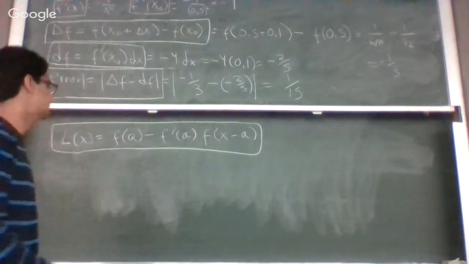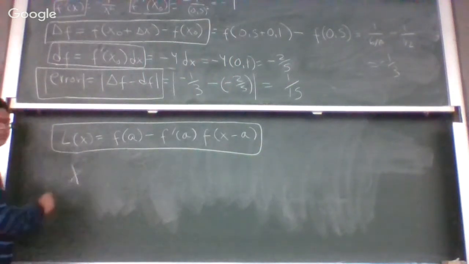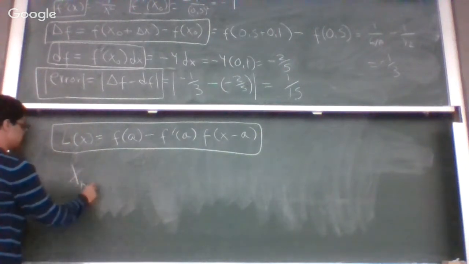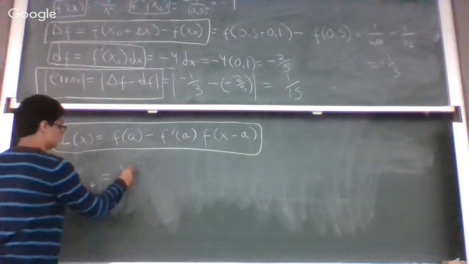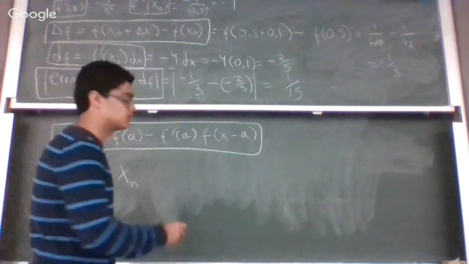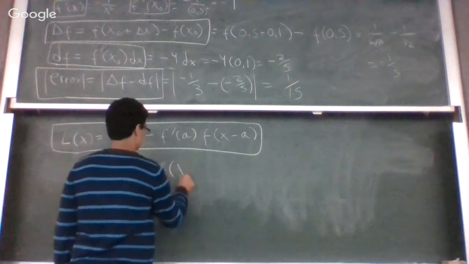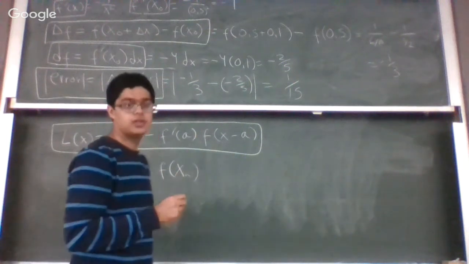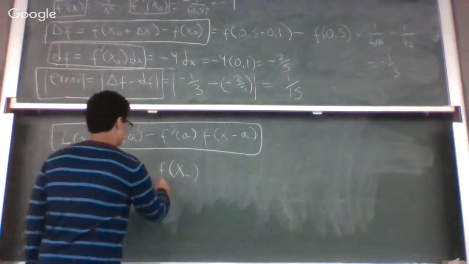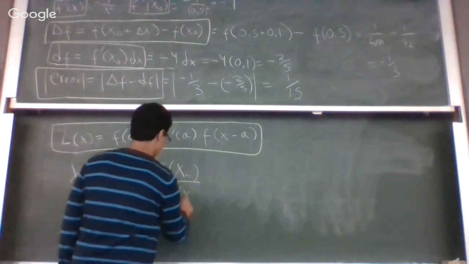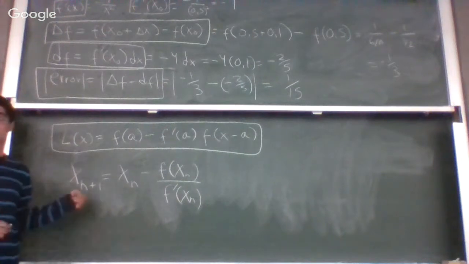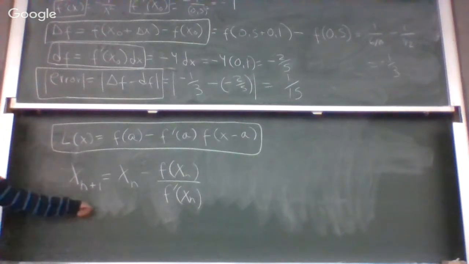And Newton's method, they're going to test you on this too. And a lot of people just forgot to look over this. x of n plus 1 equals x of n minus f of x of n over f prime of x of n. This is once again a formula that you guys just need to know.